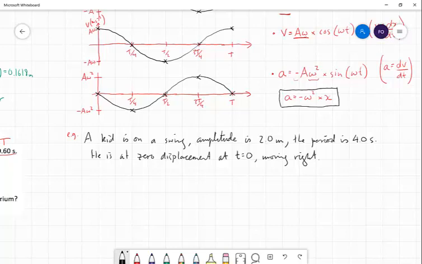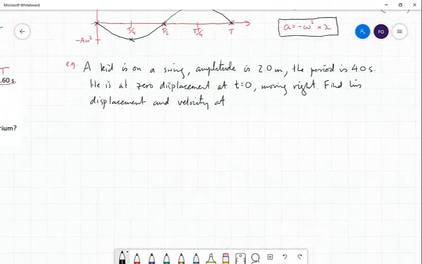And then we're asked to find his displacement and velocity at a few different times. One is time equals 1.0 seconds. Even though we kind of know what's happening at 1 second, because that's exactly a quarter period, we're going to use the equations just to show how that works.